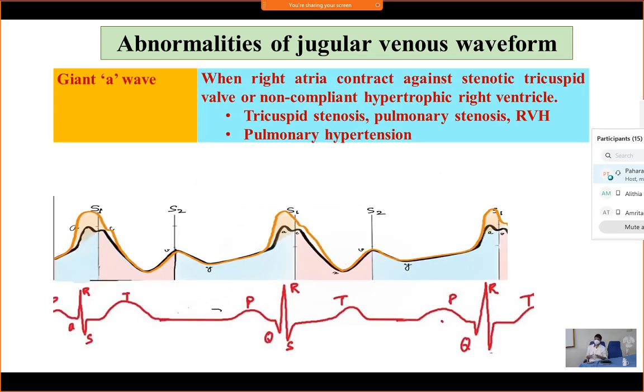Then the giant A wave. For example, when the right atrium contracts against a stenotic tricuspid valve, or there is some obstruction in the outflow of the atria, the right atrium will contract, but the blood will not go into the ventricle properly, maybe because of ventricular hypertrophy, or the pathway may be narrowed because of tricuspid stenosis, or there may be pulmonary stenosis, right ventricular hypertrophy or pulmonary hypertension obstructing further flow from the ventricle to the pulmonary circulation. So in these conditions, we get a giant A wave.